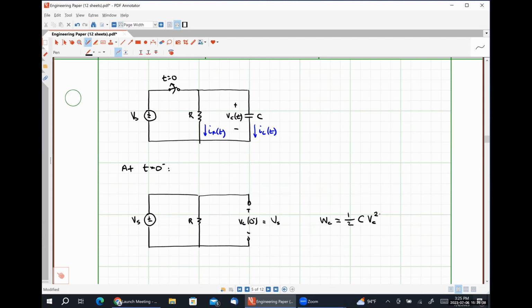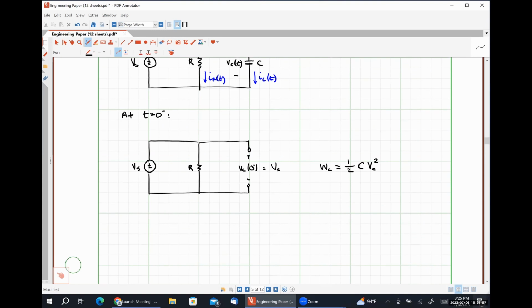Once our switch opens up, our capacitor is going to transfer its stored energy to the resistor, which will eventually convert it into heat. So it's the exact same situation that we had previously, but now it's the capacitor's stored energy that's getting converted into heat.